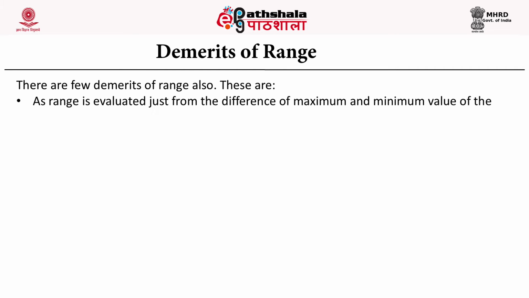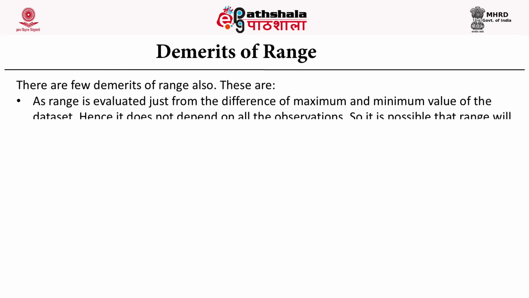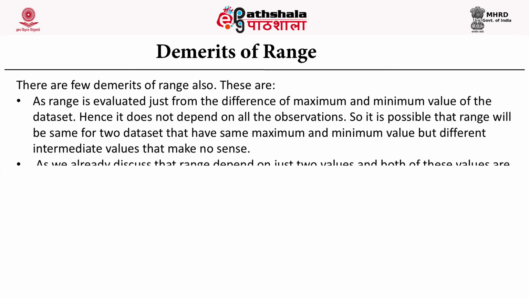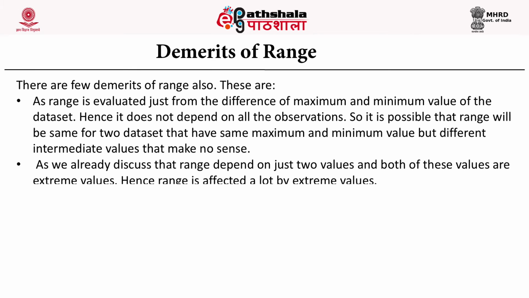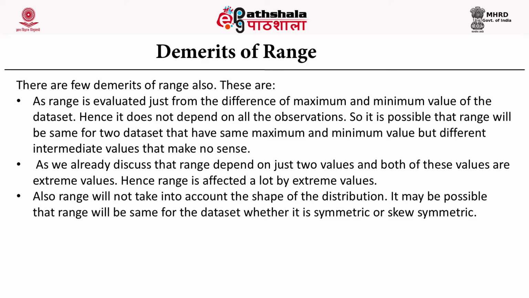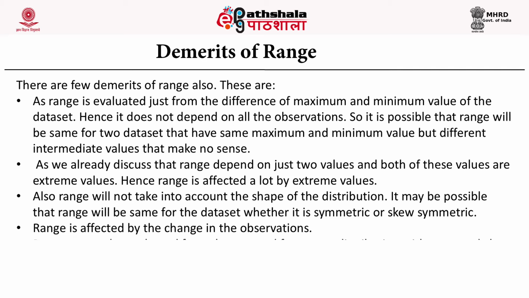Some of the demerits of range are: as range is evaluated just from the difference of the maximum and minimum value of the dataset, it does not depend on all the observations. So it is possible that range will be the same for two datasets that have the same maximum and minimum value but different intermediate values, which makes no sense. As we already discussed, range depends on just two values and both of these are extreme values, hence range is affected a lot by extreme values.